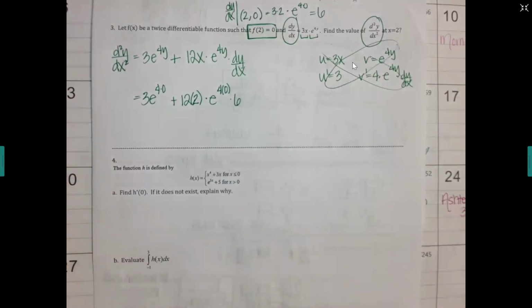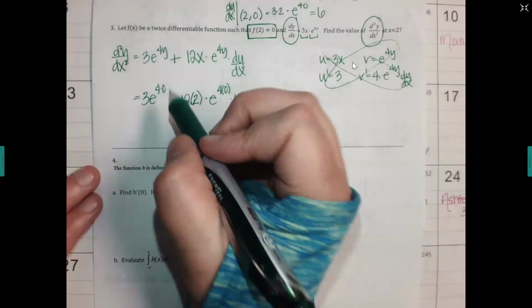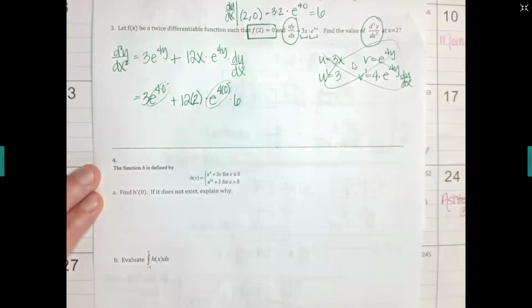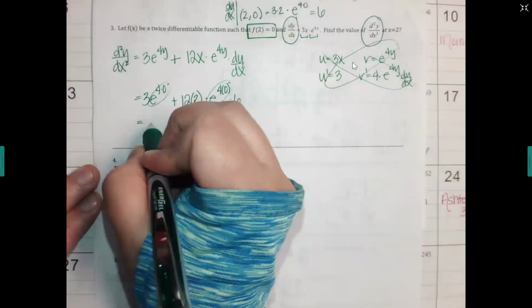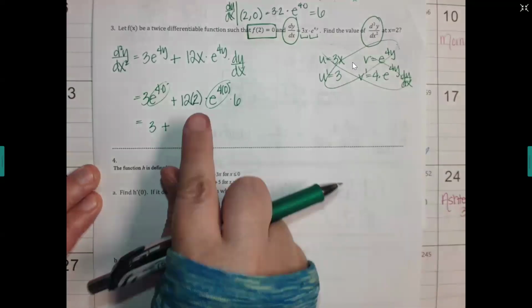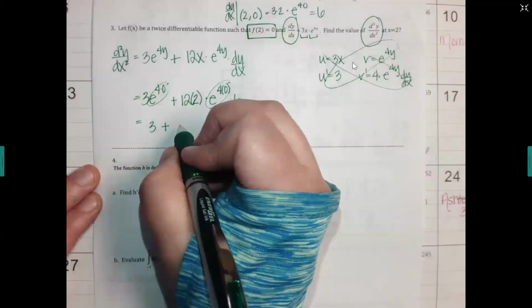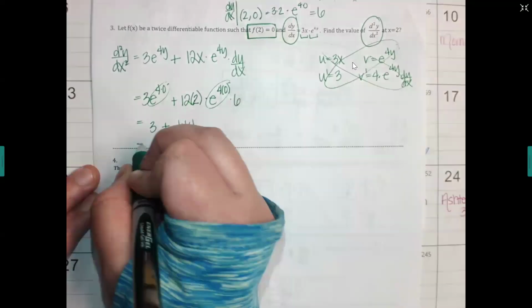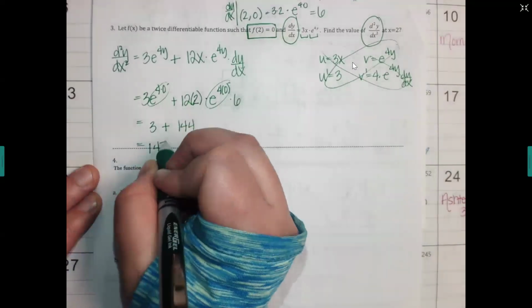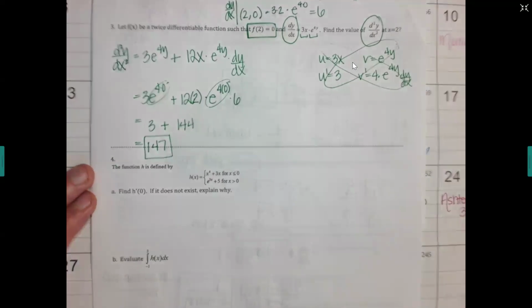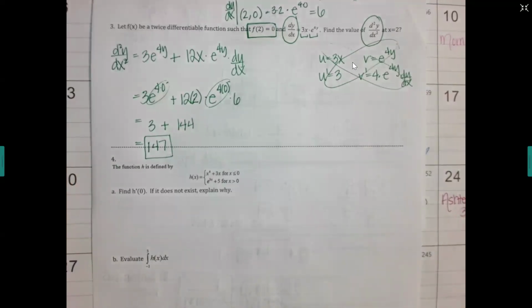e to the 0 is what? So both of these are just a 1, and I have 3 plus 2 times 6 is 12, times another 12 would be 144. So it'd be 147. Okay. But remember, if you're taking the second derivative, the dy/dx spot is just going to be whatever your answer was for dy/dx. Make sense?